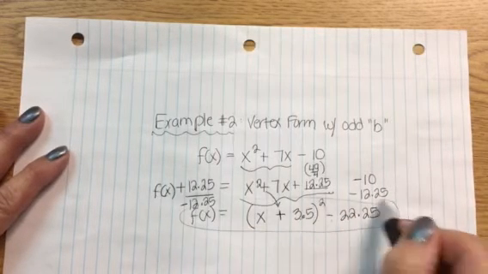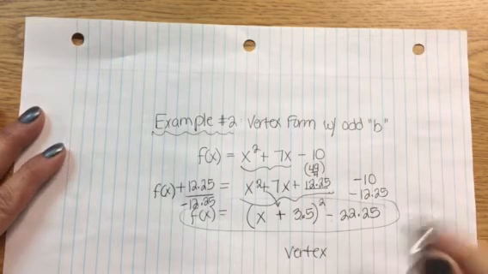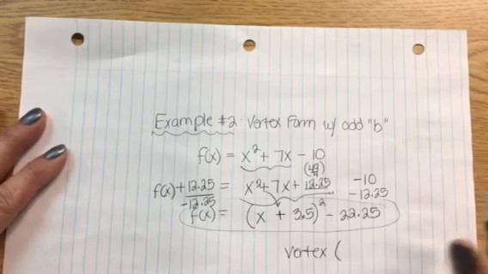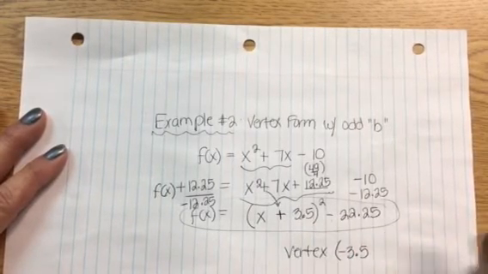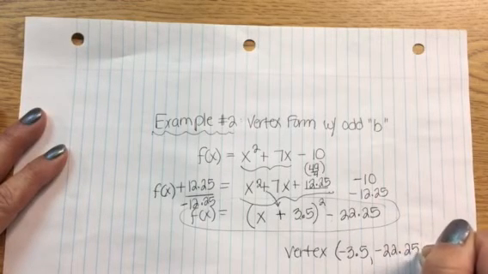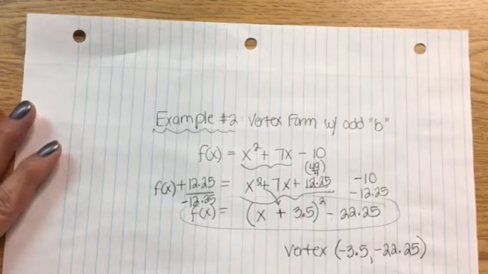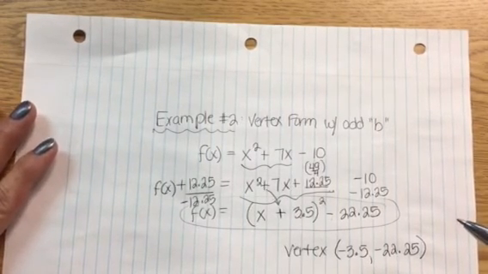It's not pretty for sure, and whether you want to do it in decimals or fractions, I have it in decimals, so the vertex would be at negative 3.5 and negative 22.25. So again, the process is still the same. It's just that the numbers you're going to be adding are not going to be integers, so it just makes it a little trickier.